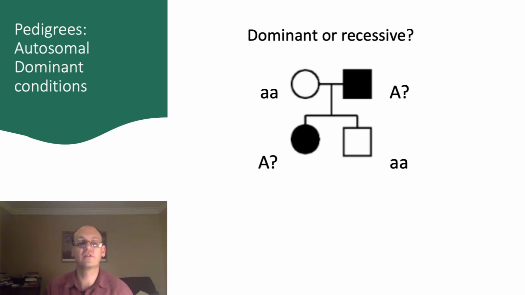We can therefore fill in her genotype to be a heterozygote, as we know she cannot be a dominant homozygote since she's inherited one recessive allele from her mother. So in conclusion, this pedigree is consistent with a dominant allele.